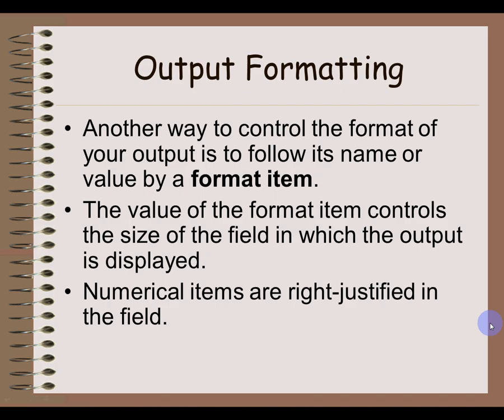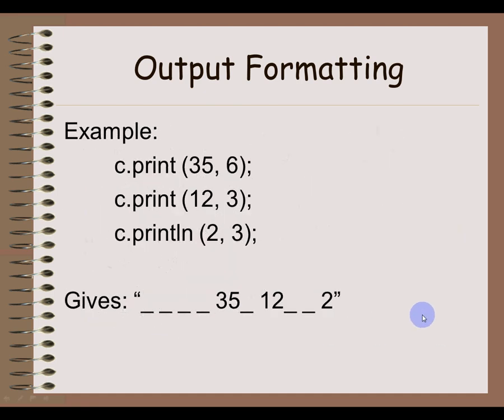The final way we'll look at doing formatting of our output is to use something called a format item. A format item is going to tell me the size of the field I want my output to display in. So how many spaces do I want to store my letters in? If I have a number, it's going to be right justified in that spacing, and if I have a word, it's going to be left justified in that spacing. So let's look at an example.